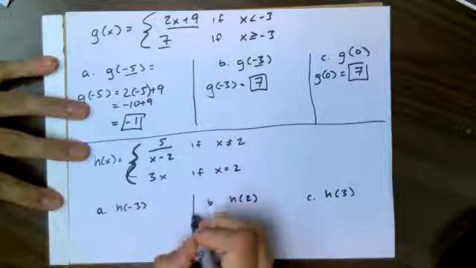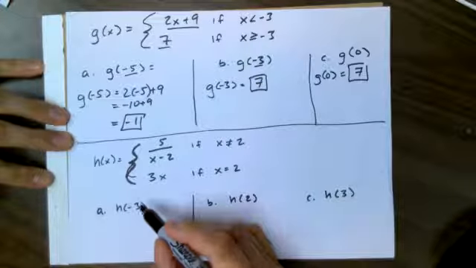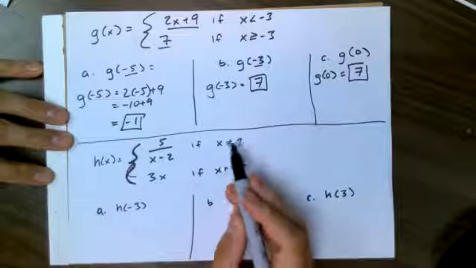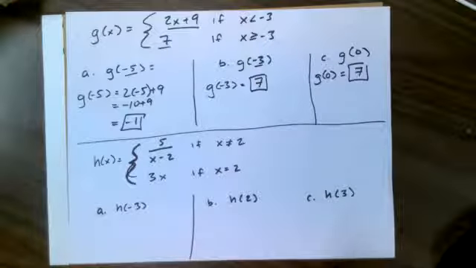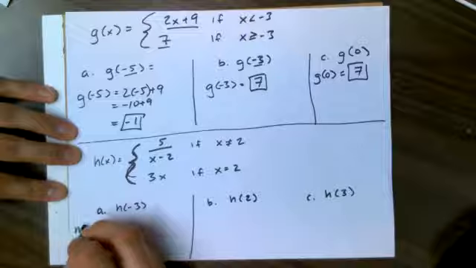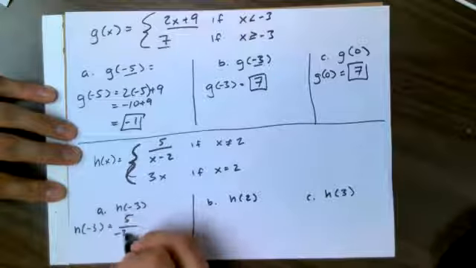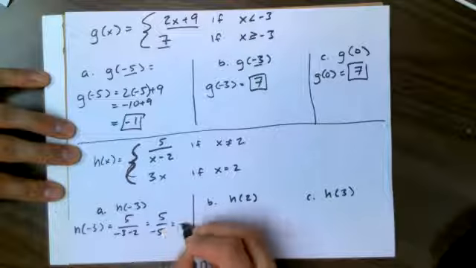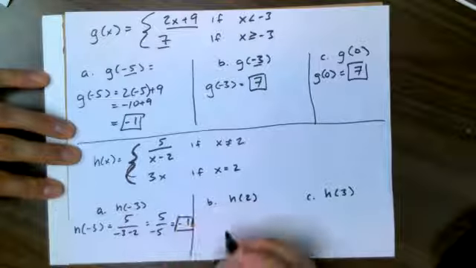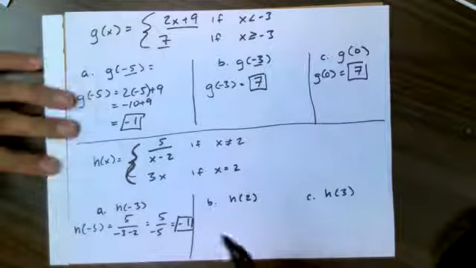So let's say we have h of negative 3. That means our x value is negative 3. Well, negative 3 is not 2, right? So therefore, we're just going to use this top function. So h of negative 3 would be 5 over negative 3 minus 2. 5 over negative 5, that winds up being negative 1. Hey, that's weird. It's the same up here. That was a coincidence.